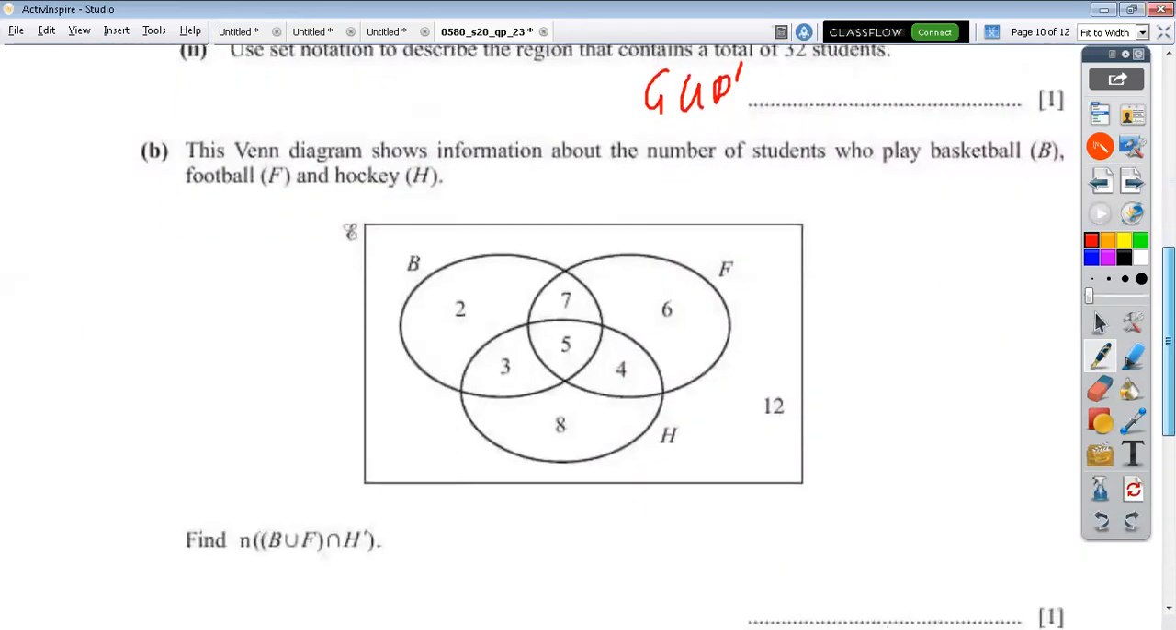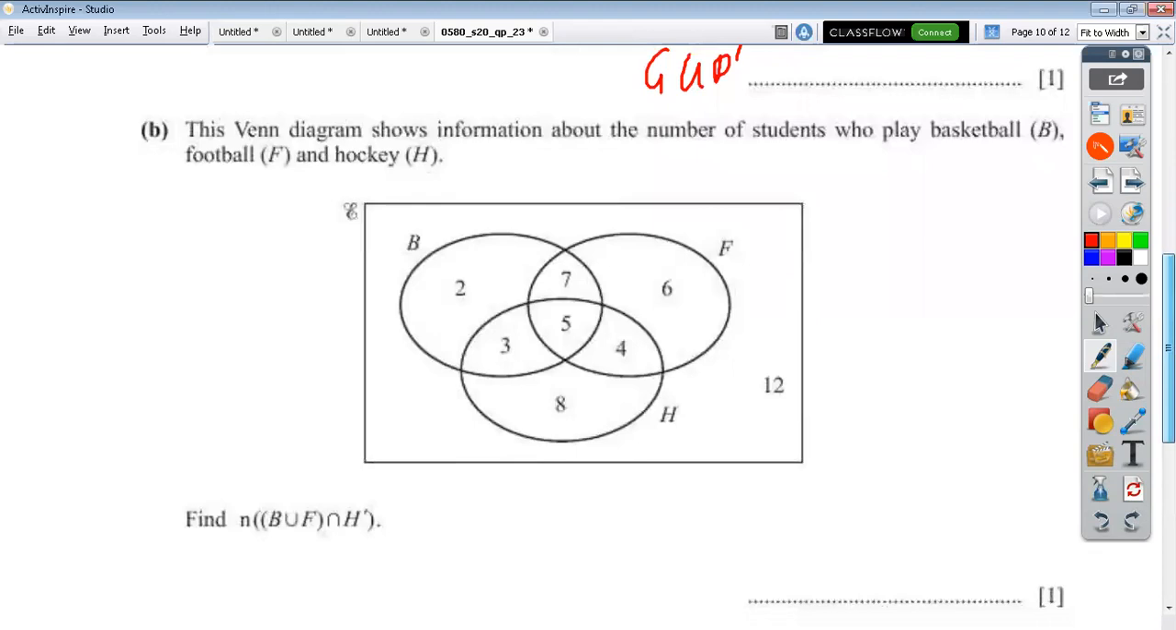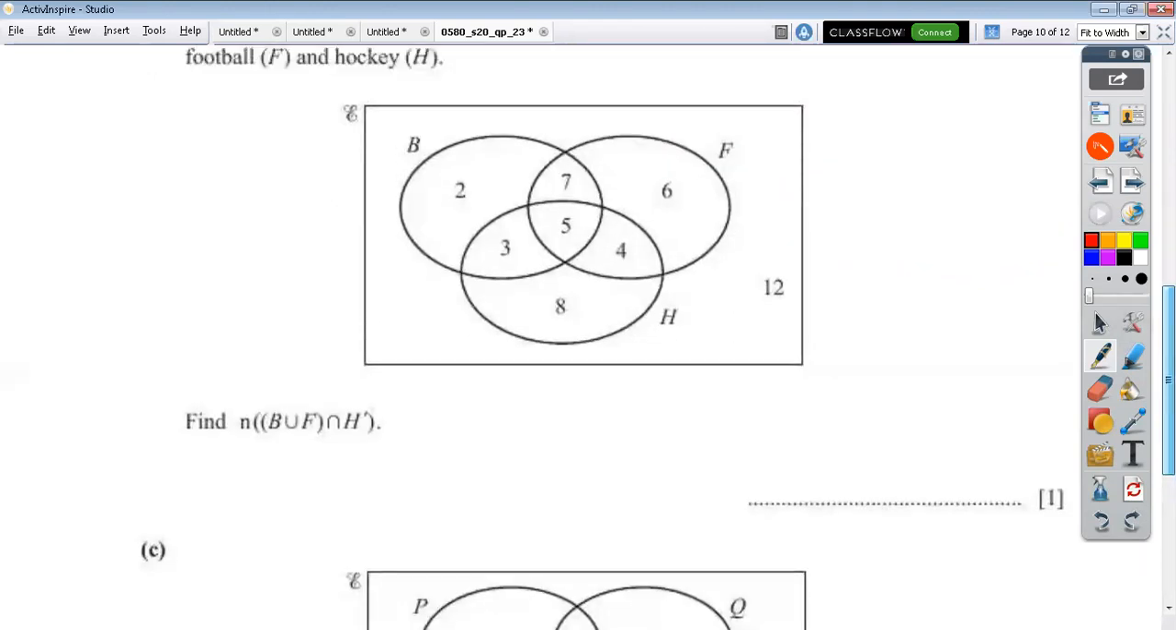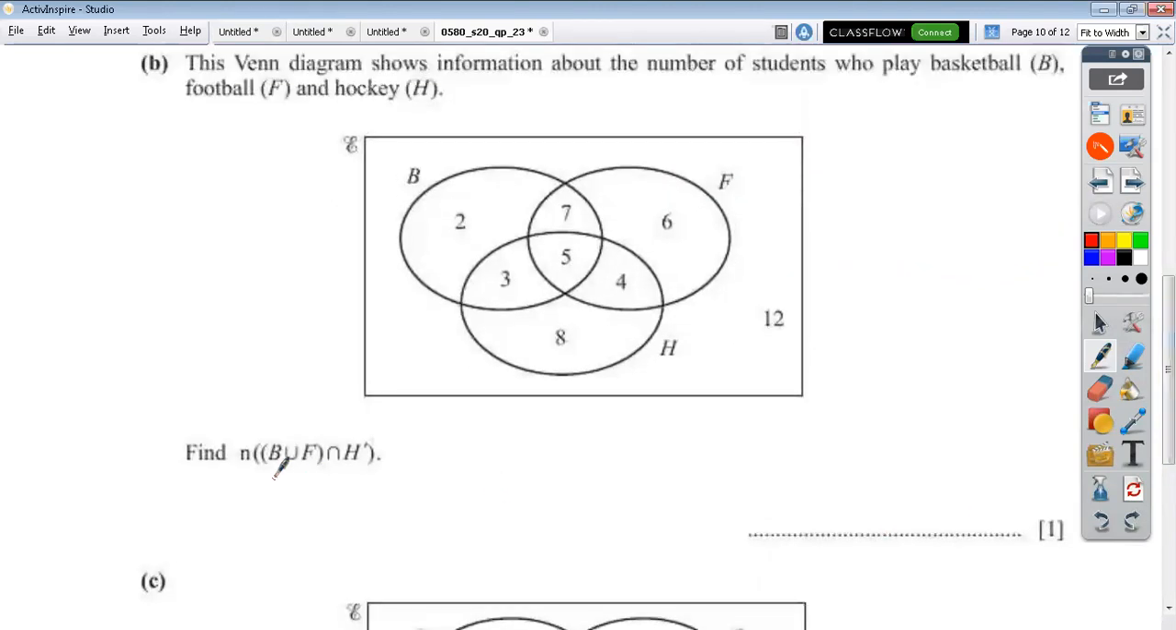Now the Venn diagram shows the information about the number of students who play basketball. Find the number. This means number of elements. What I would encourage you is do this if you are very slow. Do B union F first, so that we list that. What is B union F? Give me everything in B and F.